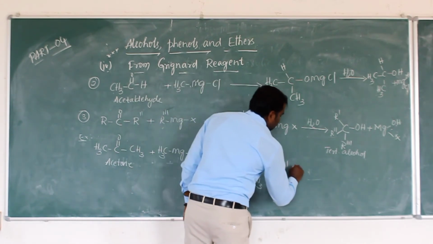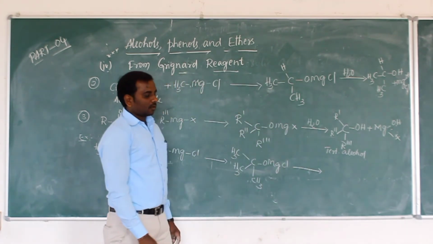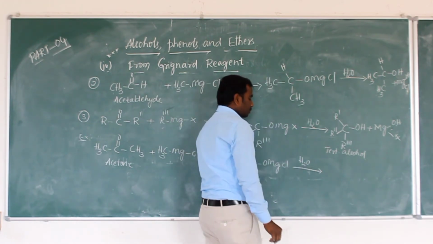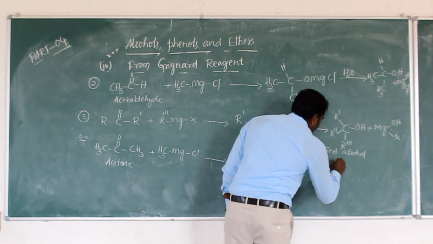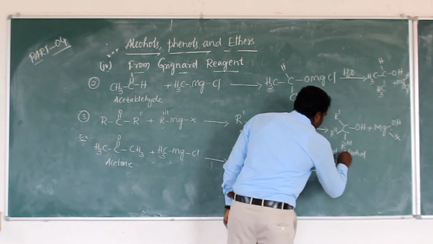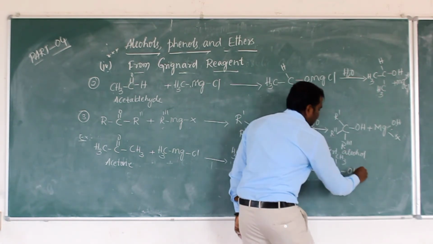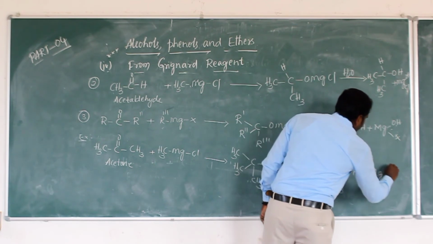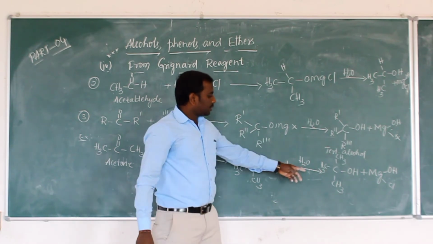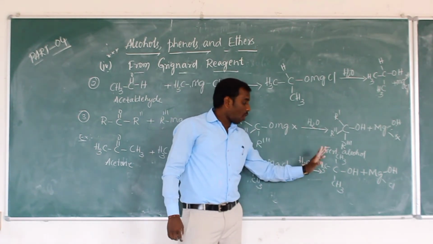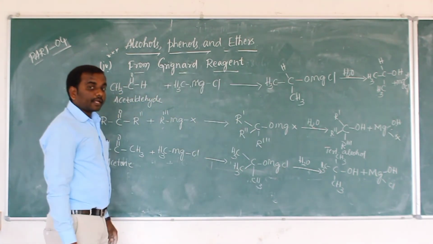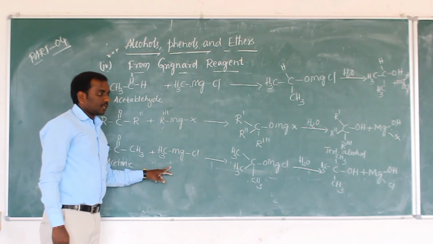Again, this reacts with water, hydrolysis, to form CH3 OH plus Mg(OH)Cl, right? What is it? Tertiary alcohol is formed, okay, by using Grignard reagent. Is it clear?